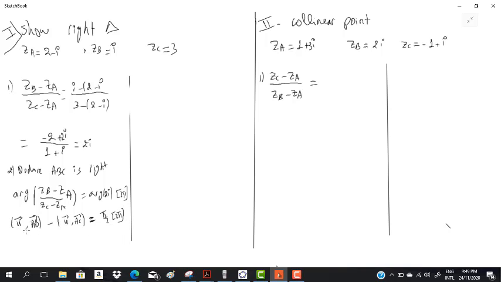According to Chasles's rule, (U, AB) minus (U, AC) is (AC, AB), which equals pi over 2 modulus 2 pi. So the angle between AC and AB is pi over 2, 90 degrees. So ABC is a right triangle at A.